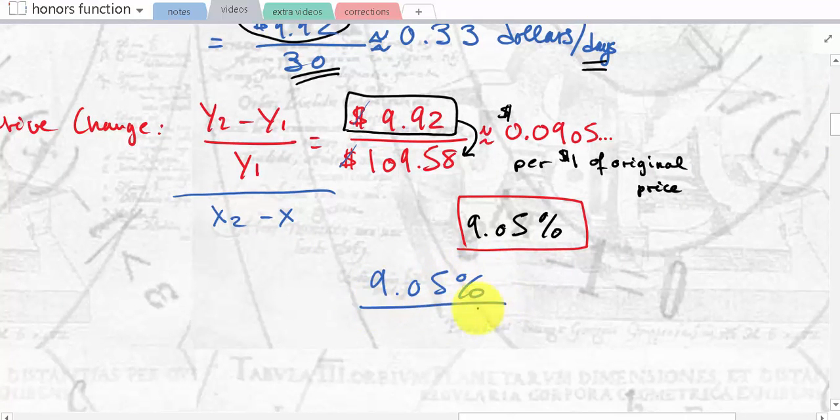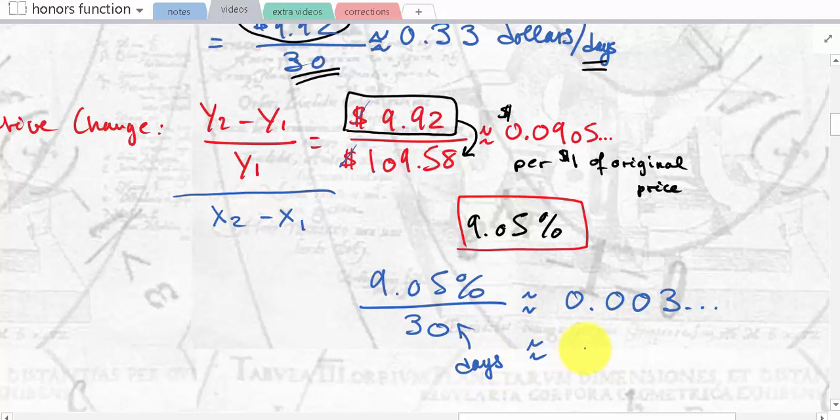So if you take this 9.05%, and you divide that by the change in input, so it's 30 days, then you're going to find about 0.003, etc. So basically, it's about, and this has a unit, because this is days now. So it is about 0.3% per day. So it means that the Apple share every day increased, it's positive, right? Increased by about 0.3%. And that's how you're going to get to 9.05% at the end of 30 days.